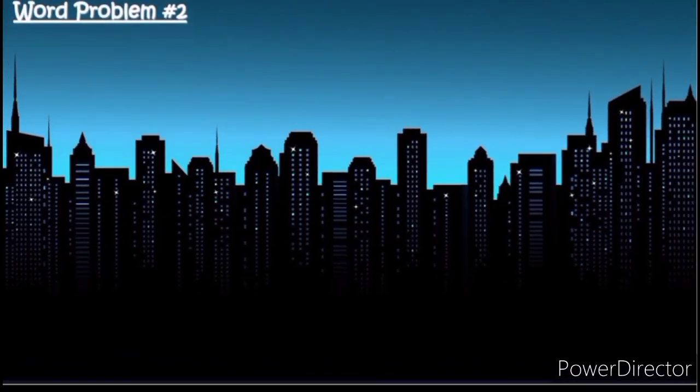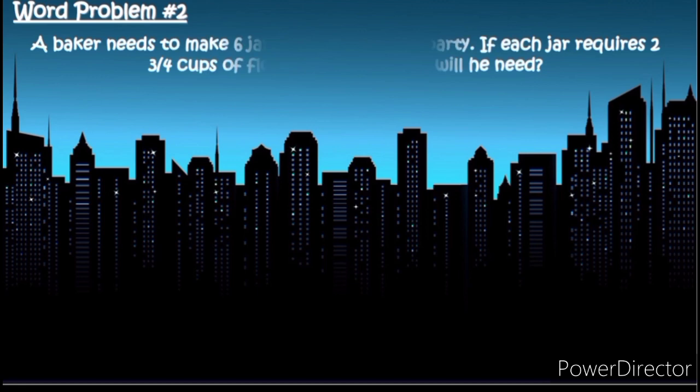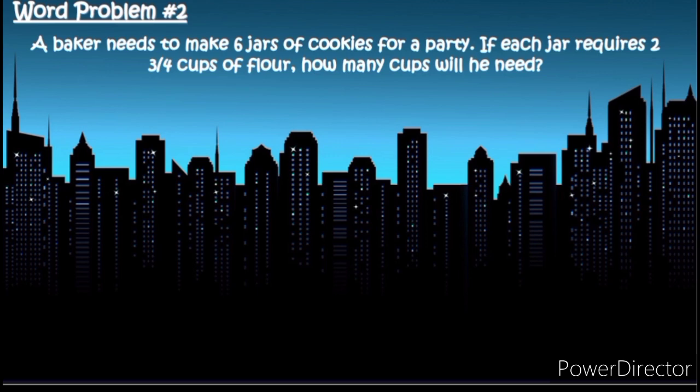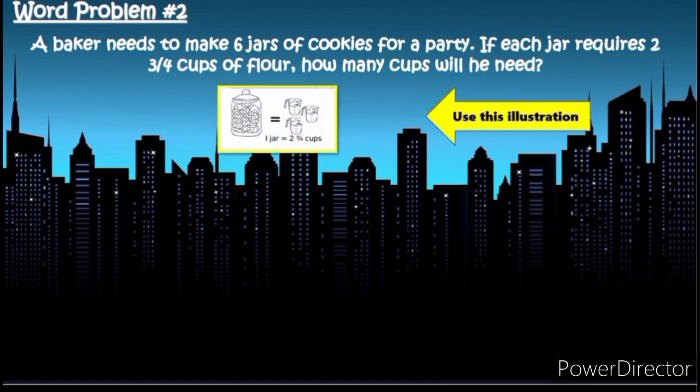Word problem number 2. A baker needs to make 6 jars of cookies for a party. If each jar requires 2 3/4 cups of flour, how many cups will he need? Let's use this illustration. 1 jar is equal to 2 3/4 cups. We need to make 6 jars of cookies, so we have to multiply it by 6.